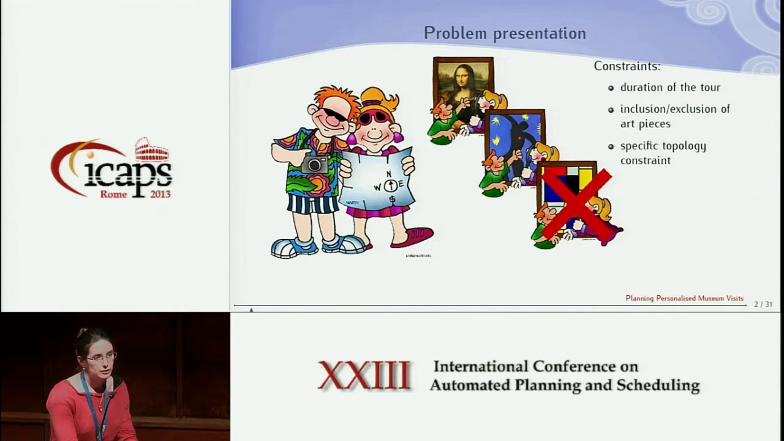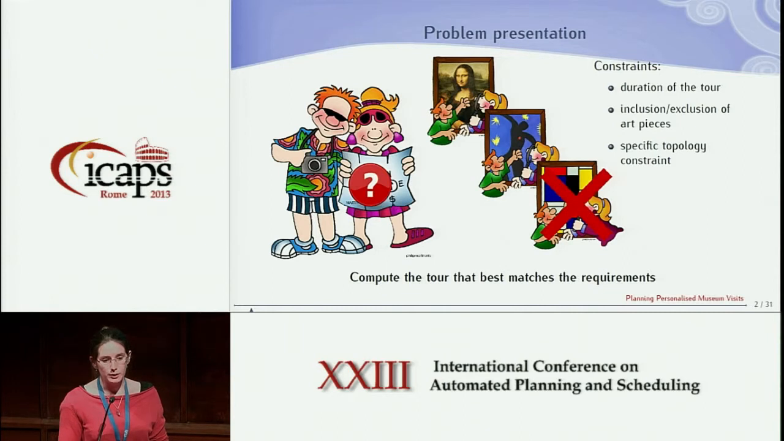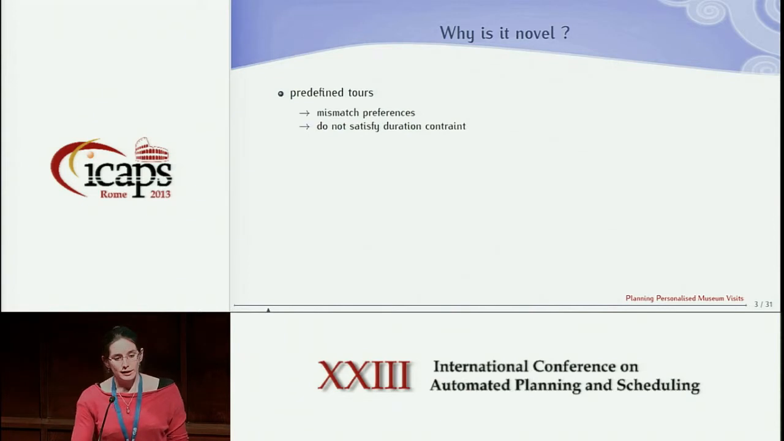Those visitors can have some constraints too. For example, they do not want to spend more than 2 hours in a museum. So this is the duration of the tour constraint. Then they might want to include or exclude some specific artwork in their visit. And they can have some specific topology constraints. For example, if a visitor cannot take the stairs, then the topology of the museum won't be the same for them. Given the preferences and the constraints of the visitor, our goal is to compute the tour that best matches the user requirements.